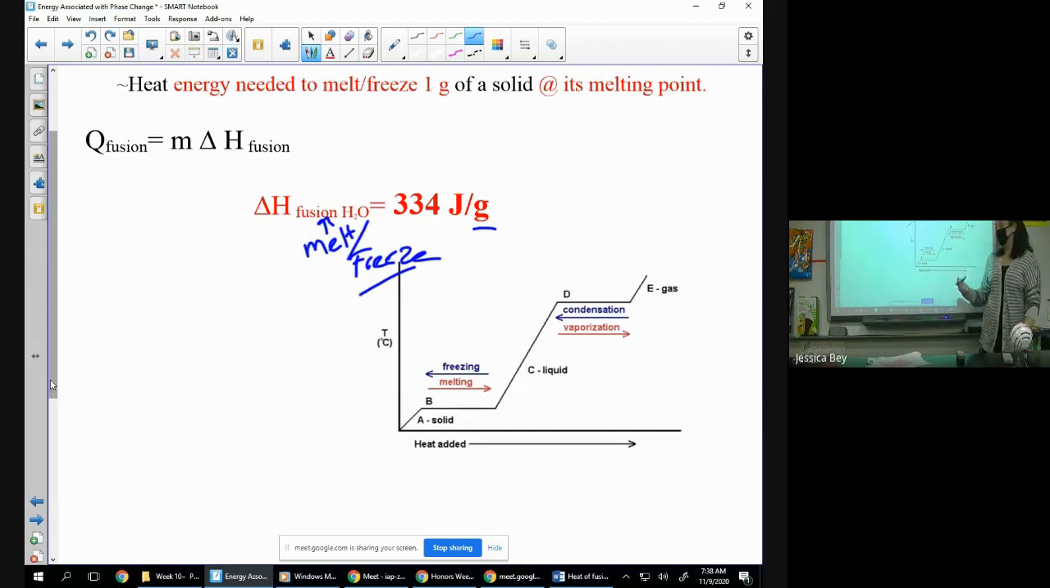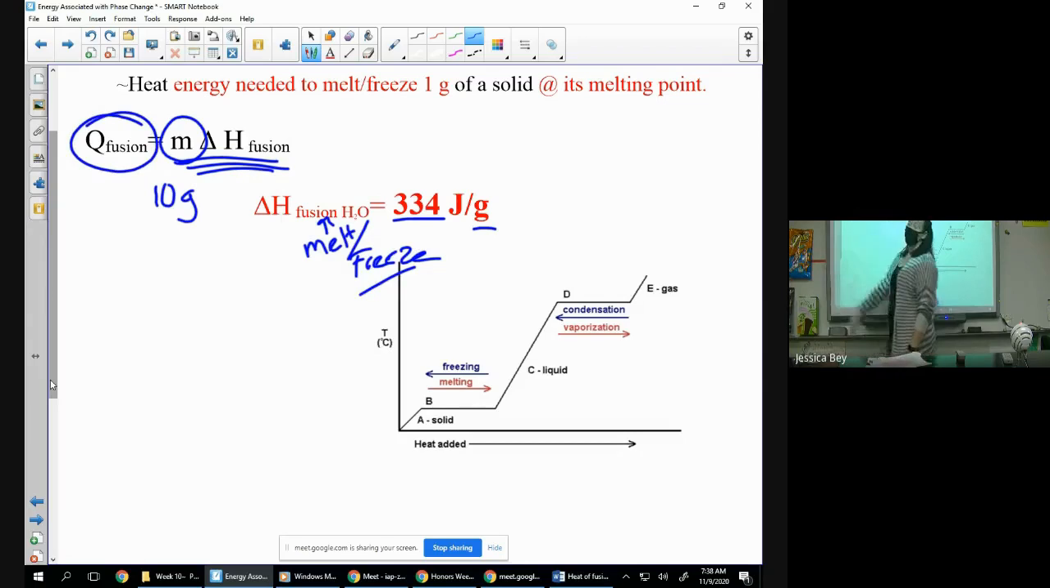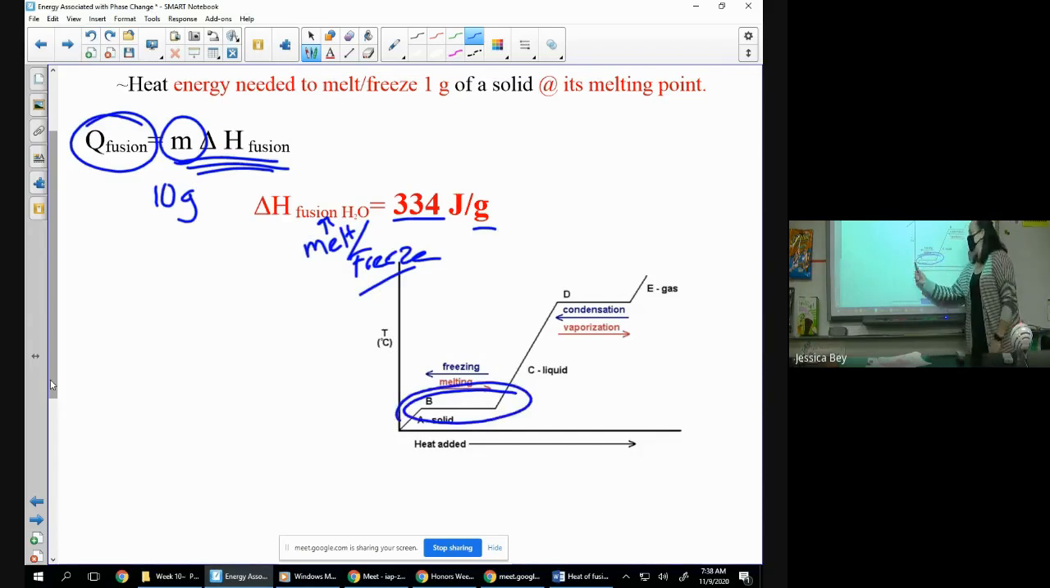So if you're like, hey, I have a 10-gram ice cube and it takes 334 joules per gram, all you do is you multiply those two together to tell me how much energy it takes to melt that ice cube. It's very simple. Okay, so that is the one around the 0 degrees. Melting and freezing, we're talking 334 joules per gram to melt or freeze water.